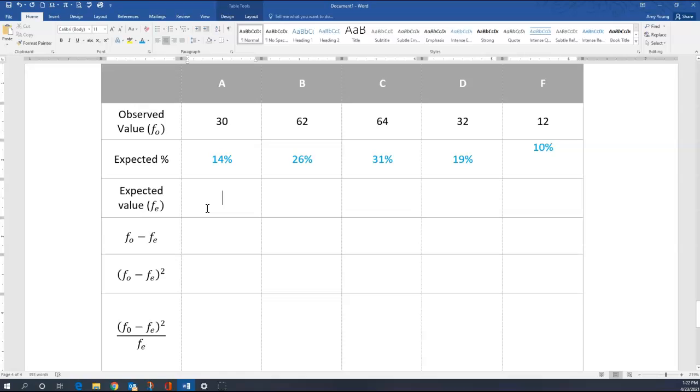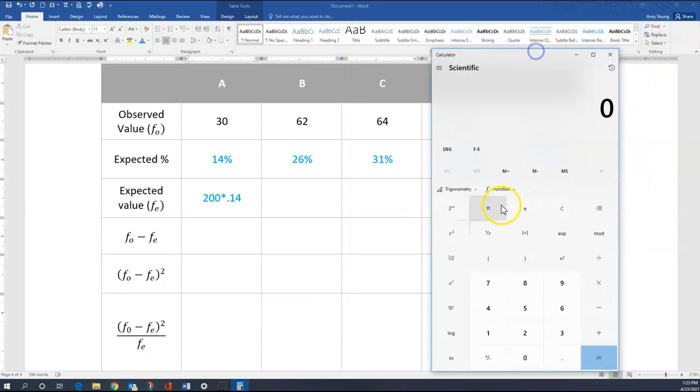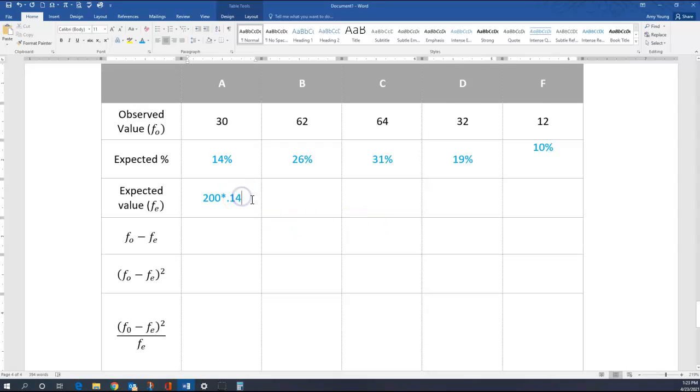So remember, when you do your expected value, it's the sample size, so 200 times the expected frequency, in this case 14%. Let me go ahead and grab my calculator and we'll do this here on the screen. So I'm going to come over here, put my calculator here. So we're going to do 200 times 0.14, and we get 28. So this is going to be equal to 28.